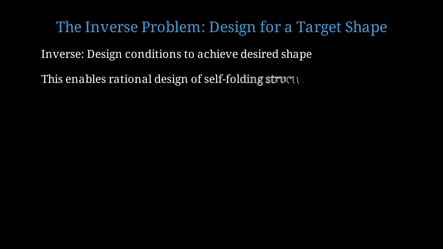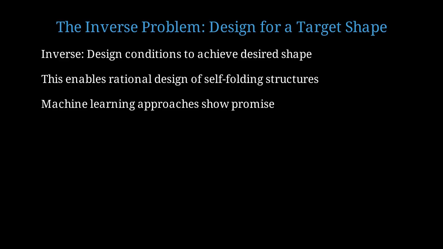Solving the inverse problem enables rational design. Instead of trial and error, engineers could input a desired three-dimensional structure and receive a blueprint for the flat membrane pattern and droplet placement. Recent research has applied machine learning to this inverse problem. Neural networks trained on thousands of simulated folding events can learn to suggest designs that achieve target shapes with high accuracy.